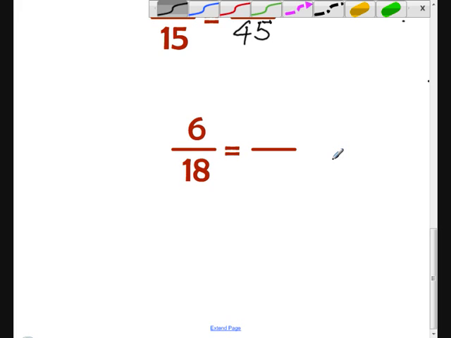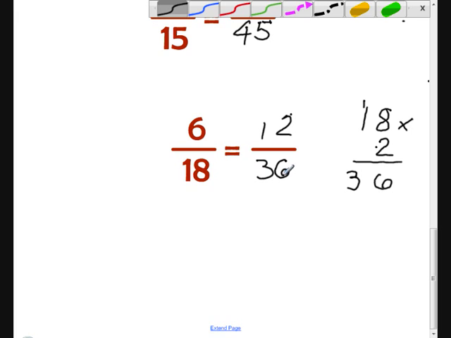Let's see. If we multiplied 6 times 2, we'd end up with 12. And if we multiplied 18 by 2, let's go back to our multiplication video. 18 times 2 equals... 2 times 8 is 16. I'll put the 6 down here and carry the 1. 2 times 1 is 2, plus 1 is 3. Well, that answer is 36. So 36 is the number that goes at the bottom of my fraction. And 12/36 is an equivalent fraction to 6/18.